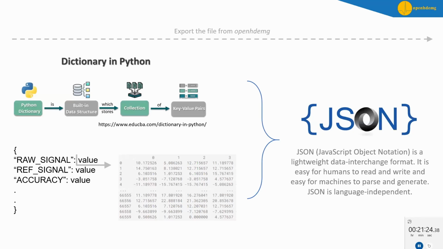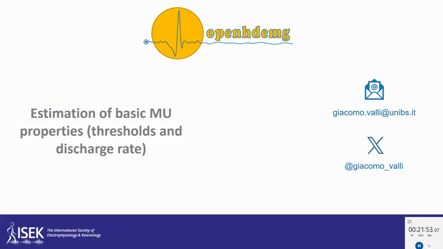It is simple, similar to the list we saw before, but very, very important, it is language independent. That means you can create JSON files from any programming language, and you can even reopen these files in any programming language. So let's say you use MATLAB or R or other coding languages, you are able to re-import the openhdemg file in all these languages. And this is extremely important when it comes to reusability of the tools. Now, with this short introduction, we start the practical part.